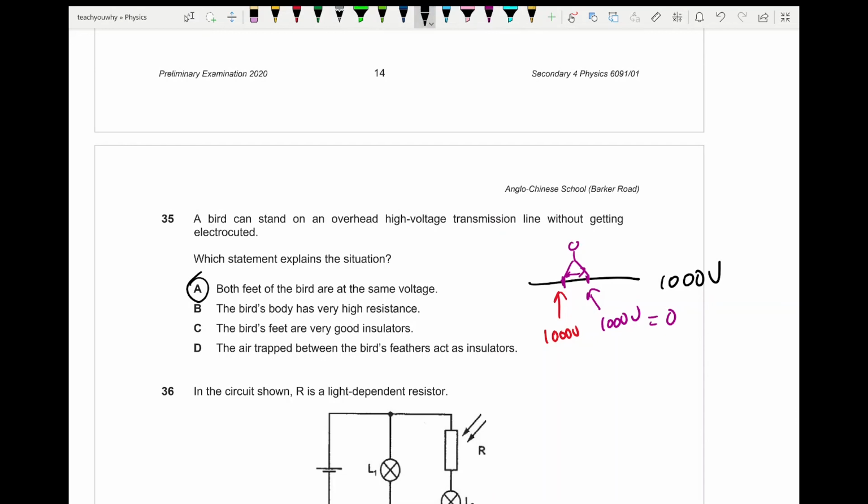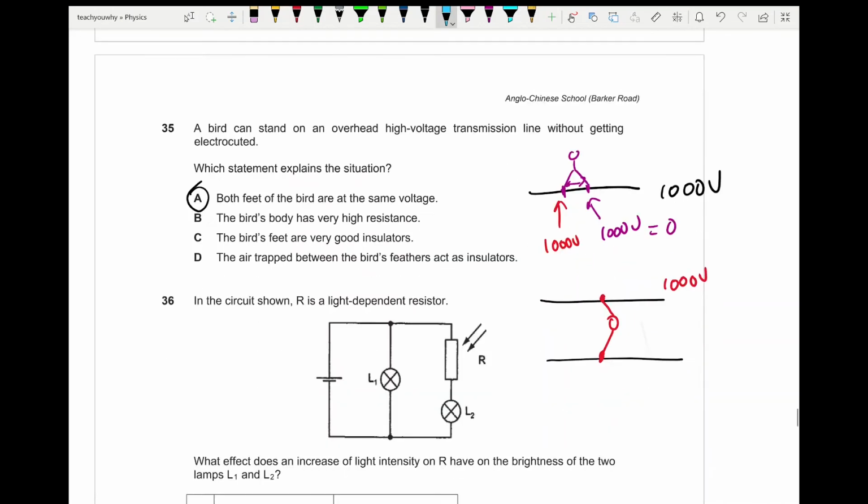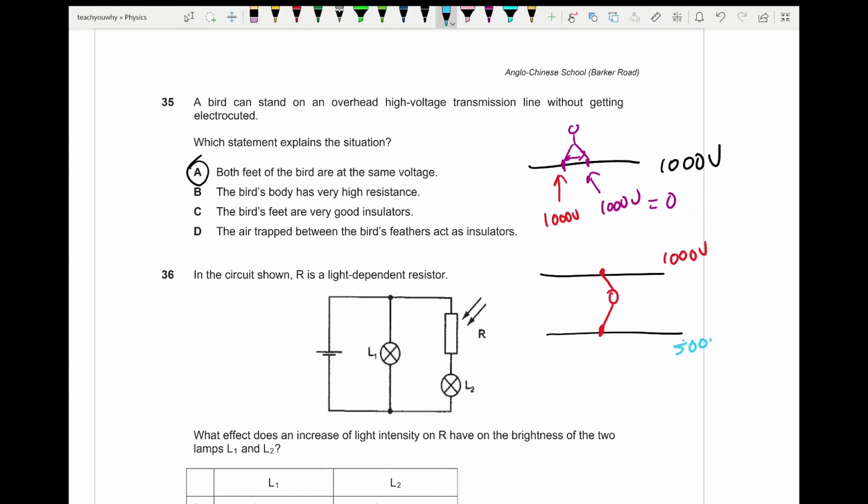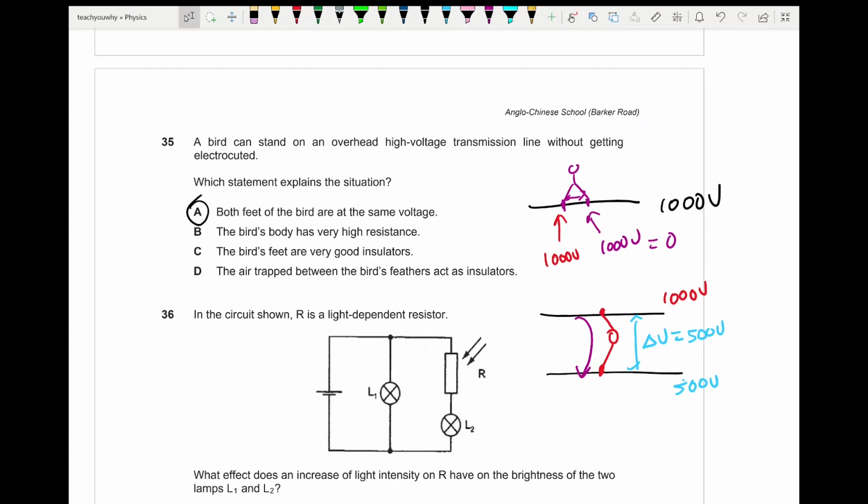Now, when will the bird get electrocuted? Let's say I have a bird with one leg here, one leg here. Let's say this is 1000 volts and this is 500 volts. Now, what is the delta V here? Delta V is 500 volts. Therefore, the current will flow from high potential to low potential, and that's where it will get electrocuted. But if both legs are of the same voltage, there is no difference for the current to pass through.